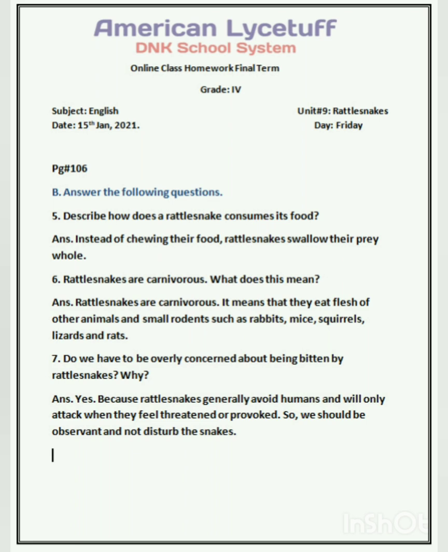The next question is, rattlesnakes are carnivorous. What does this mean? So the answer is, rattlesnakes are carnivorous. It means that they eat flesh of other animals and small rodents such as rabbits, mice, squirrels, lizards and rats. The next question is, do we have to be overly concerned about being bitten by rattlesnakes? Why? The answer is yes, we should be concerned because rattlesnakes generally avoid humans but will only attack when they feel threatened or provoked. So we should be observant and not disturb the snakes.